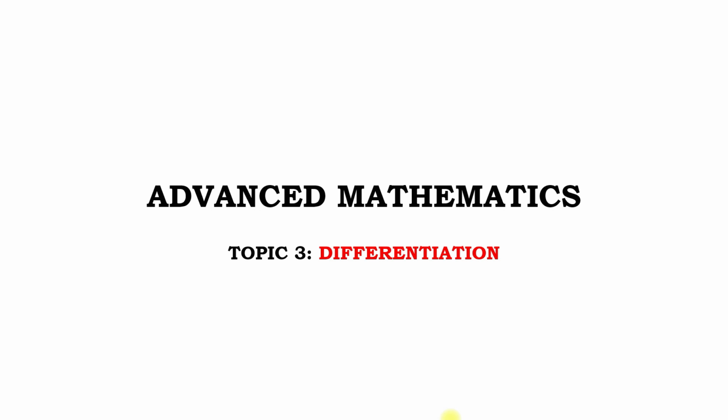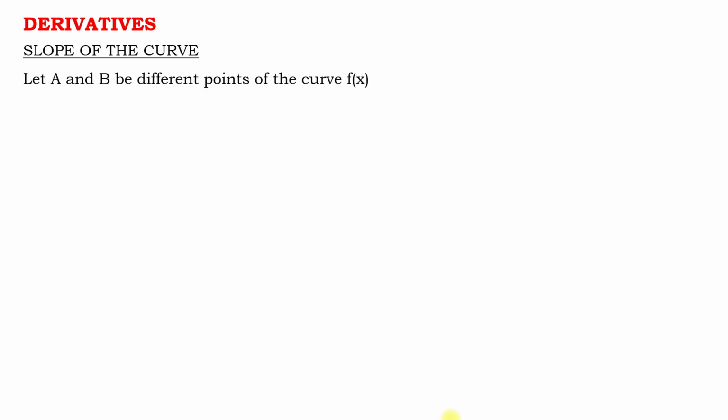Sasa differentiation ni nini? Differentiation imetokana na neno differ. Difference ni utofauti. Sasa sisi tunapotumia differentiation tutatumia illustration ya curve, na katika curve hiyo tutatafuta slope ya curve.